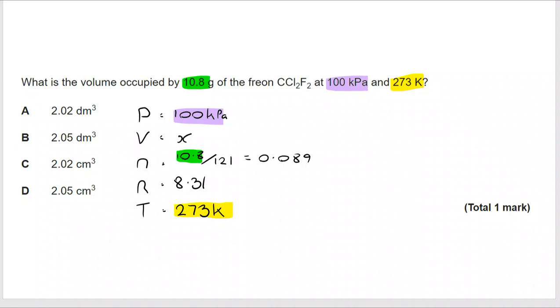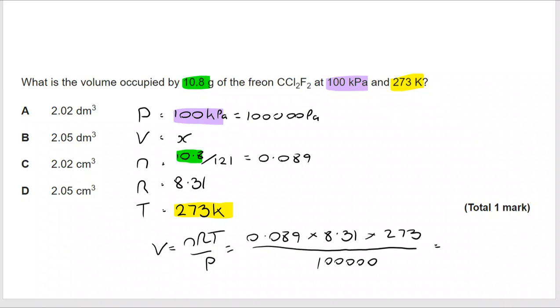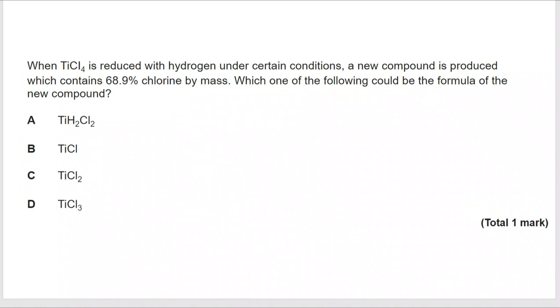Now I need to consider conversion of units. Temperature's already fine, we're working out volume. My pressure, though, needs to be converted to pascals. Now I've done that, I can take my expression, V is nRT over P, and I can put all of my figures in. It takes me to 2.02 by 10 to the minus 3 meters cubed. That isn't an answer that's been provided, but we can convert that to decimeters cubed, and that gives us answer A, 2.02.